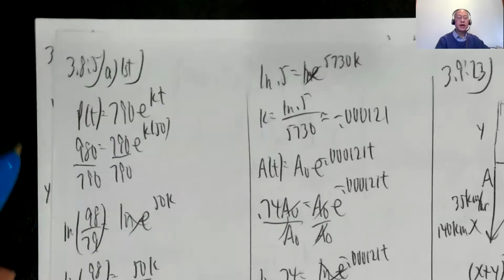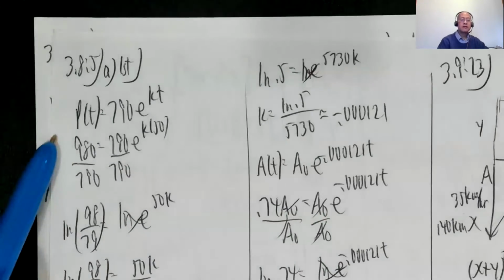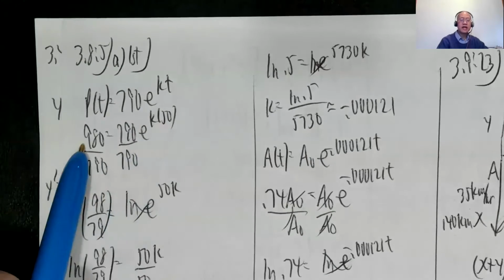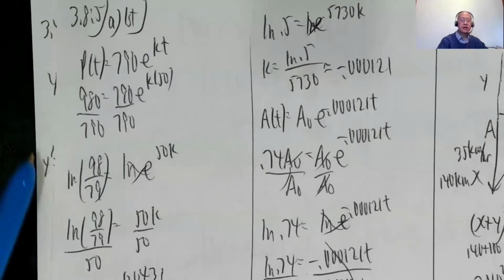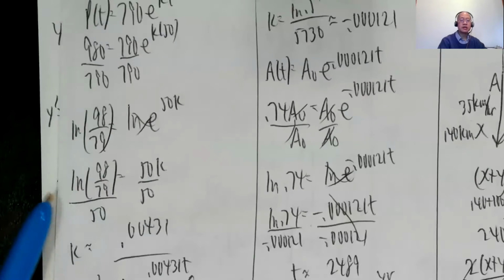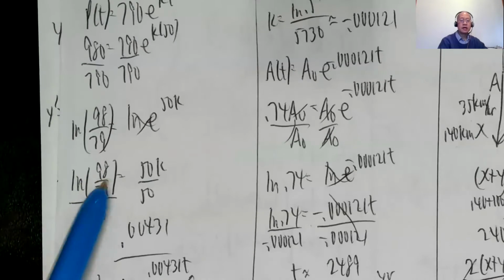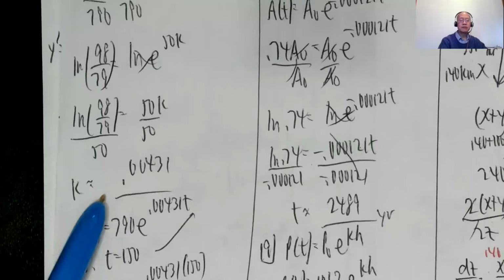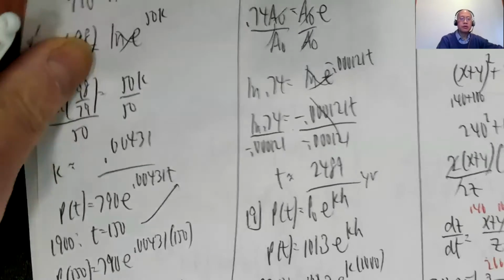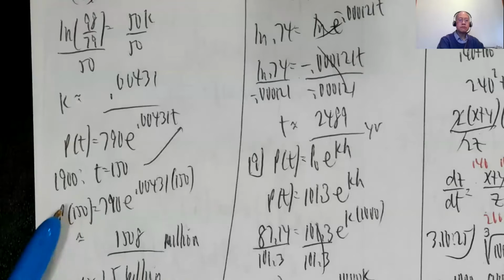3.8, number 5a. First part, P of t is 790 e to the kt. Plug in 50 here, 980 here, divide by 790. ln of 98 over 79 is e to the 50k. Take the ln on both sides. ln 98 over 79 is 50k, divide by 50. k is about 0.00431. So P of t is 790 e to the 0.00431 t.